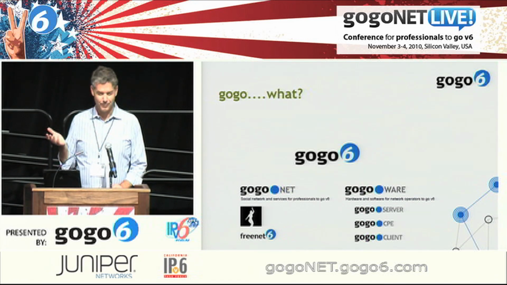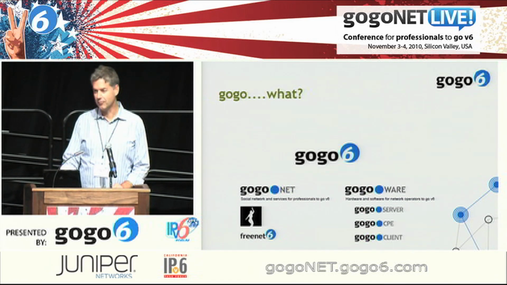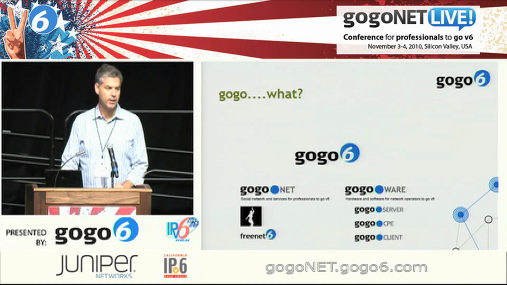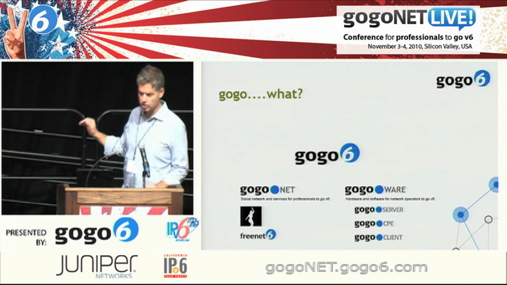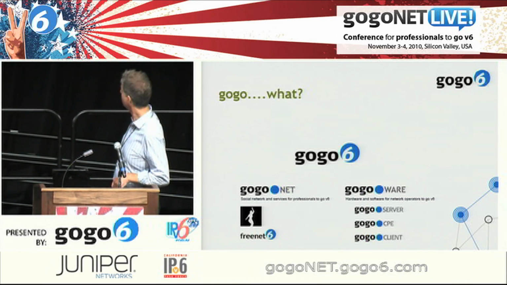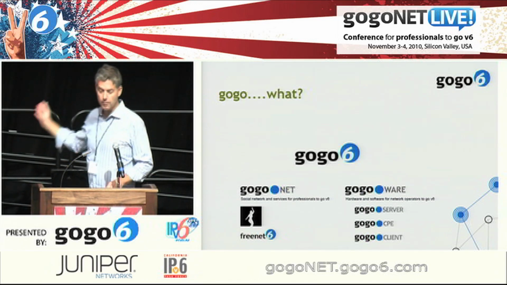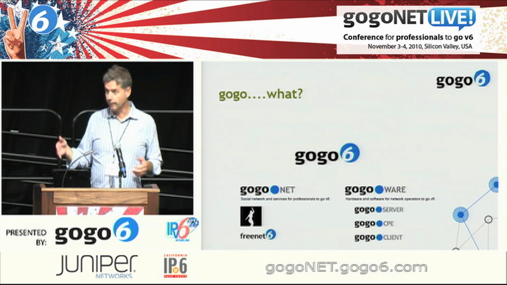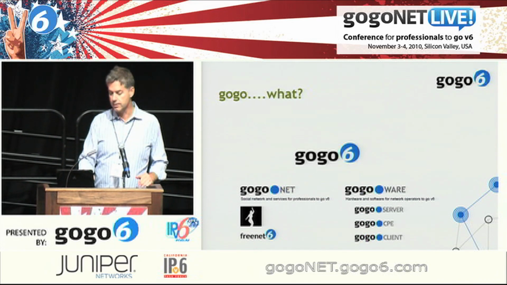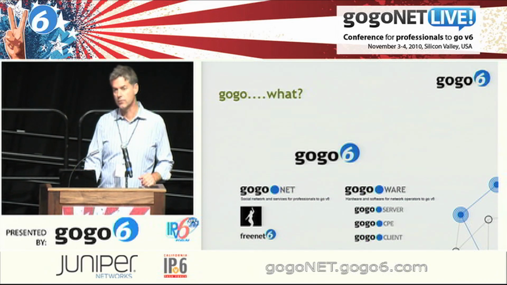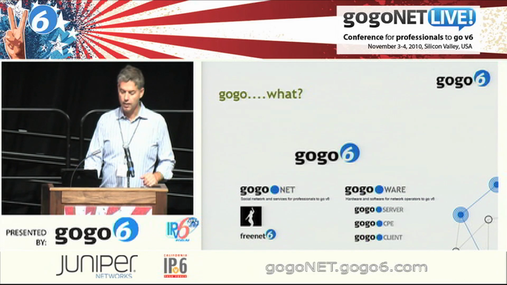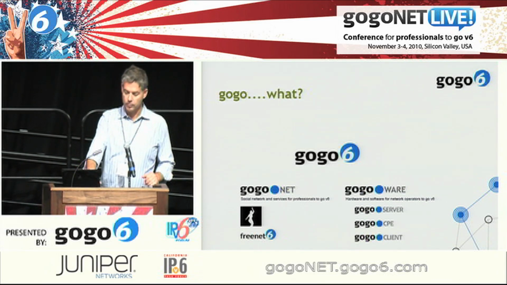So gogo, what? It's a bit confusing because there's all the gogos. So I just wanted to put up the slide. This is the branding slide and the composition of what we're trying to do. gogo6 is the name of the company. We're here at gogoNET Live, and gogoNET is the social network. So it's social network and services for IPv6. It consists of the Freenet 6 service and then the social network.